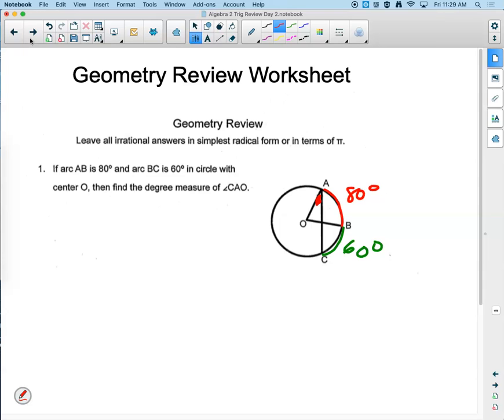What you have to do is draw in an auxiliary line from O to C. And what that does is it creates triangle AOC. Now let's see what everybody remembers. If from here to here is 140 degrees, how much is this angle right here, angle AOC?